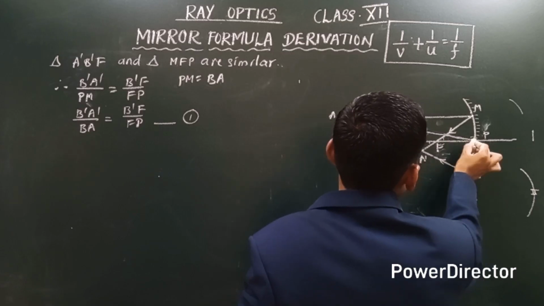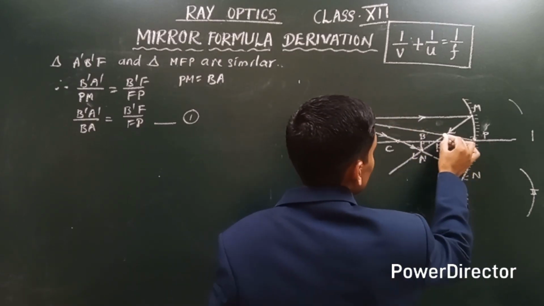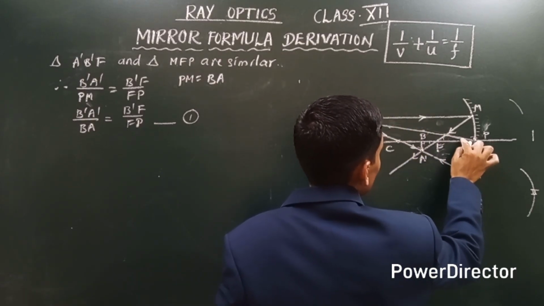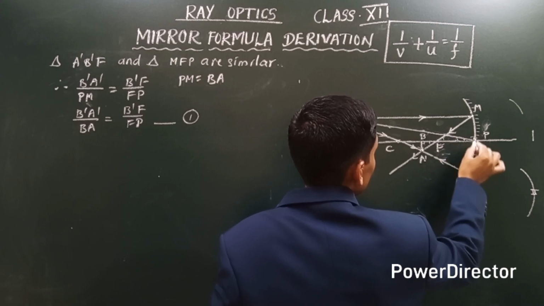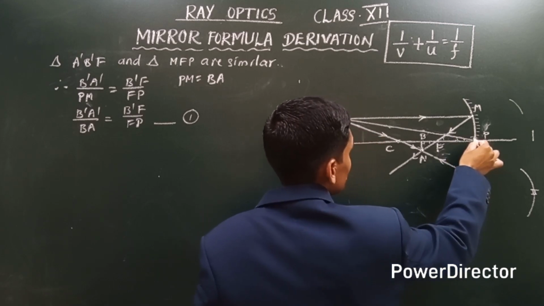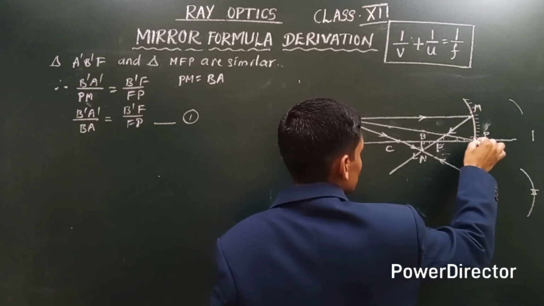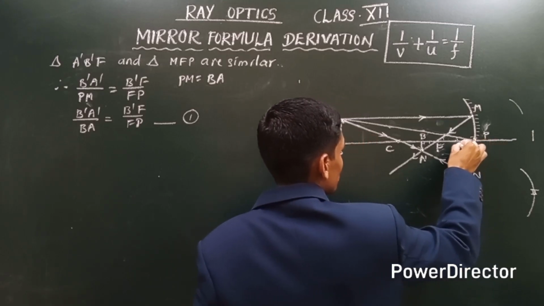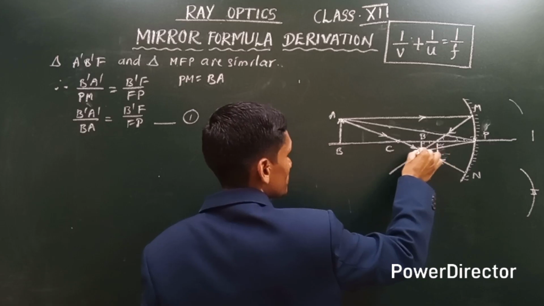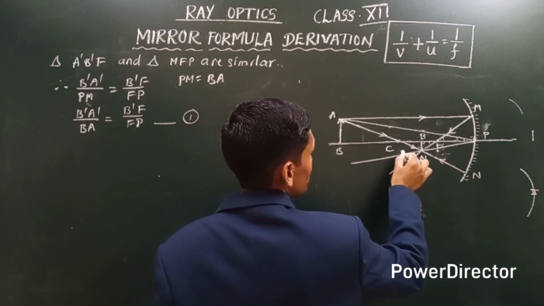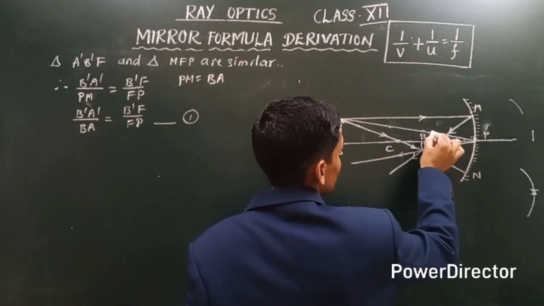So what happens? At whatever angle it is incident, at the same angle it has to be reflected back, right? If this is the angle of incidence, with the same angle it will be reflected, the angle of reflection. So after reflection, it is passing through the point F, right? It is passing through the point F after reflection.